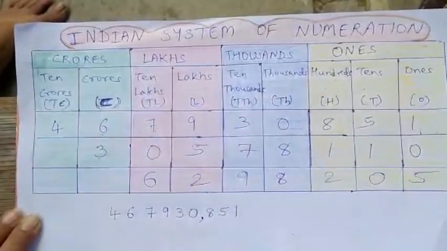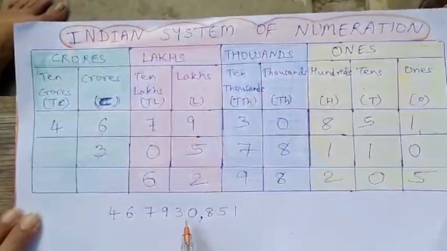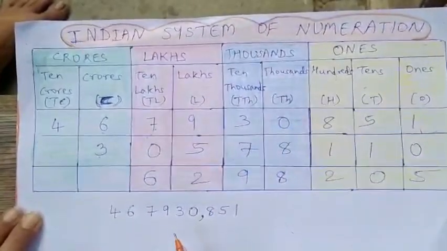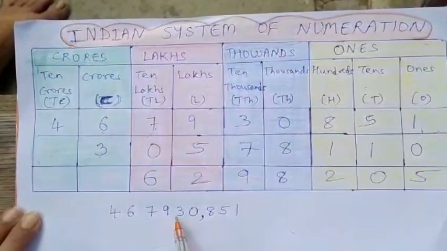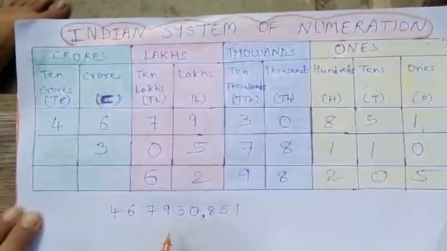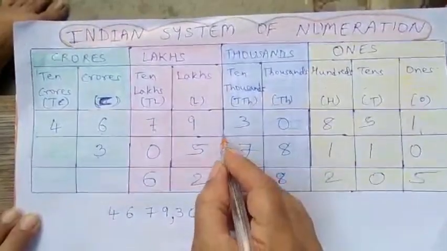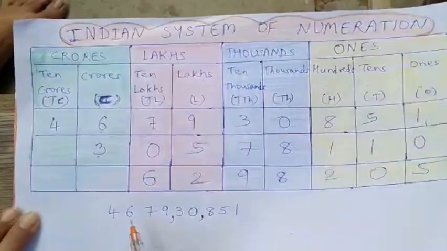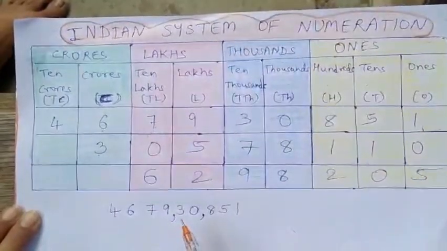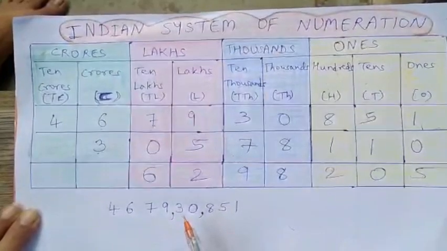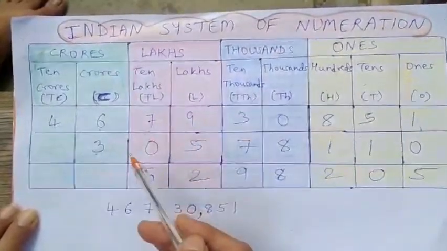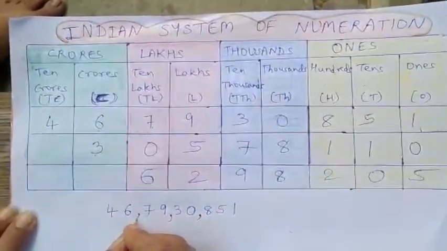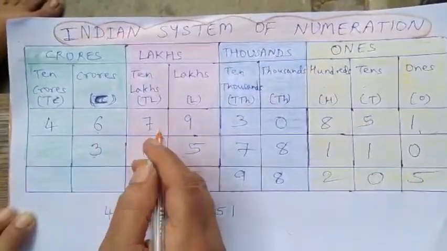Now next. Since the thousands period is subdivided into only 2 sub-periods, we will insert a comma after 2 digits from the right side. 1 digit, 2 digit. So, I will put a comma here. Now the lakhs period is again subdivided into 2 sub-periods. So, we will insert a comma after 2 digits from the right side. 1 digit, 2 digit. So, I will put a comma here at the end of this period.